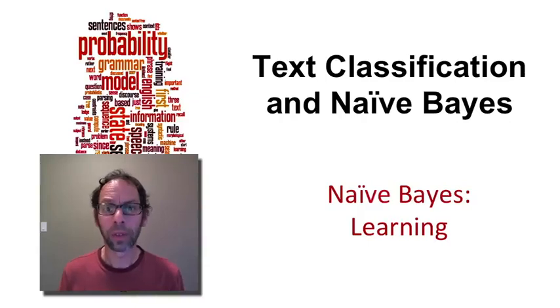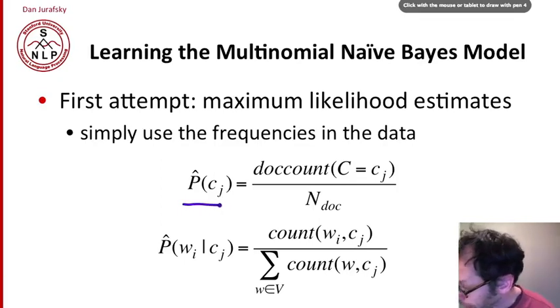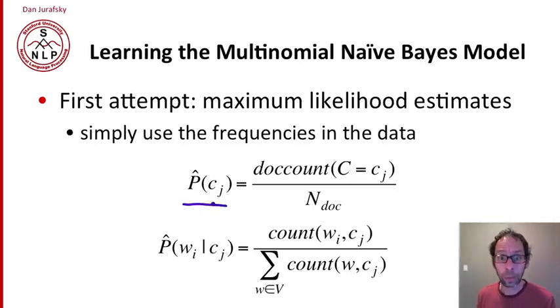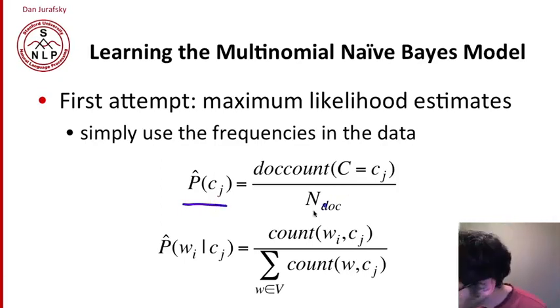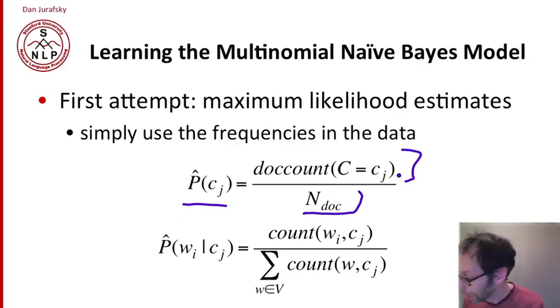How do we learn the parameters for naive Bayes? The simplest way to learn the multinomial naive Bayes model is to use maximum likelihood estimates. Simply use the frequencies in the data. So if we're trying to compute the prior probability of a particular document being in a class J, we have the count of all the documents, and out of those, how many of the documents are in class J? That's our prior that a random document will be in class J.